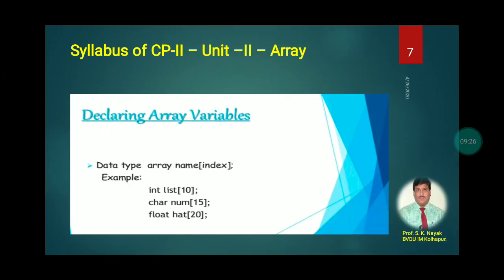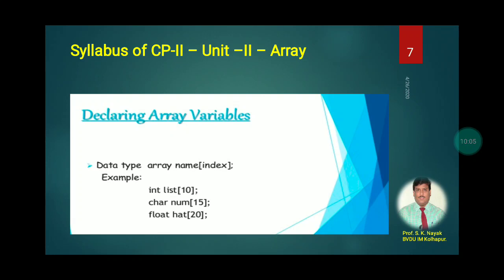Now see declaring array variables, how to declare array variables. When we are declaring, we should have a name. That name indicates the variable of that array. int list[10]: here, the declaration is first the int data type, then list is the array name, and 10 is the size of the array. A maximum of 10 data values can be stored in this particular array, which is of integer data type.